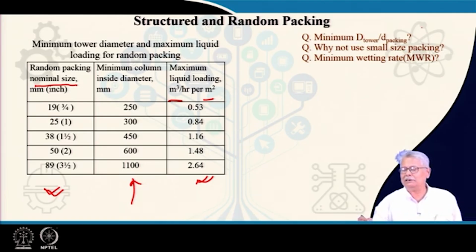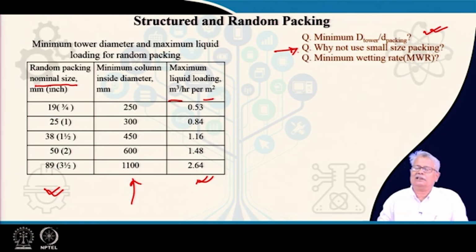The minimum D tower by D packing, I already have told you, is basically around 10. Some people say that it is around 12. Now, you could also use a smaller size packing, because a smaller size packing usually will have a higher specific area. That means meter square of surface area per meter cube of the bed. But a smaller size packing will definitely offer you a higher pressure drop. So, it is not always desirable to go for the smallest size. The pressure drop could become a limitation.